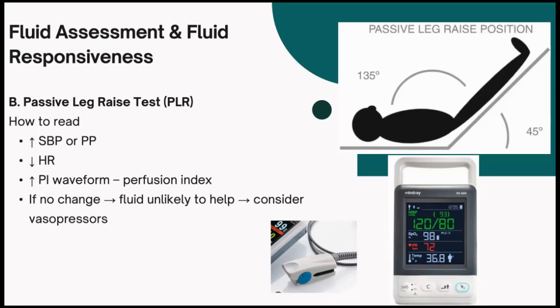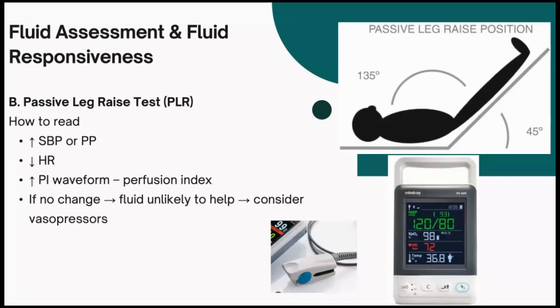The usual range is from 0.2 to 20. If it is anything less than 0.2, and here it is 0.13 on this monitor, that is an indicator of poor volume to the peripheries. So the pulse oximeter is also giving you a very small number, which we don't usually detect. I learned it very recently, about a year ago. That is also an indicator for you to see that there is a volume response. So that is the perfusion index.